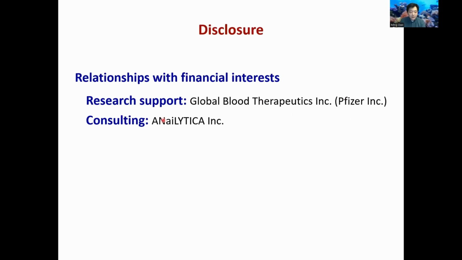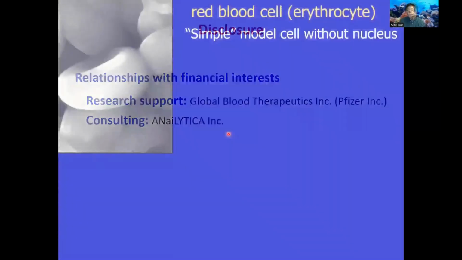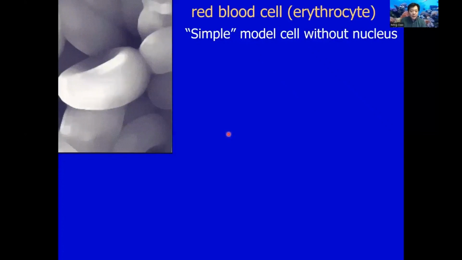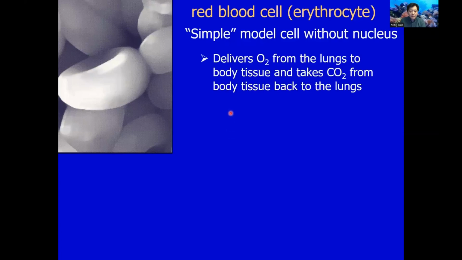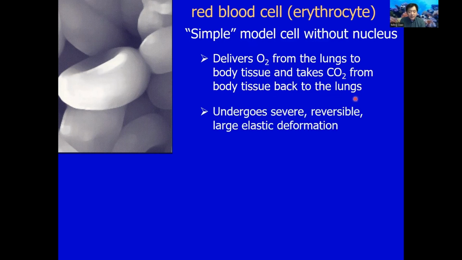Now and Analytica. Red blood cell is a simple model cell without nucleus. So these red cells, the basic function is that they deliver oxygen from the lungs to the body tissue and take CO2 back from the body tissue to the lungs.